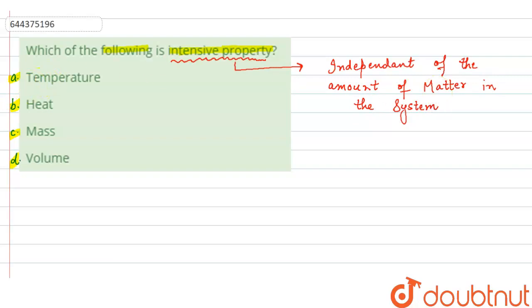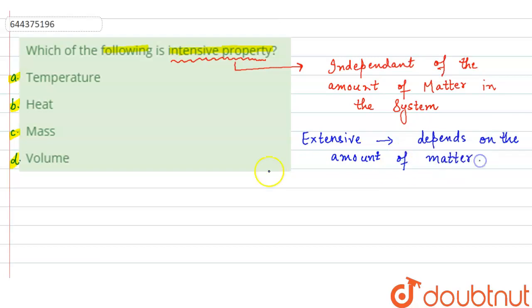And another property is extensive property. Extensive property is just the opposite of intensive property. It depends on the amount of matter present in the system, right? So let us discuss the options given here.